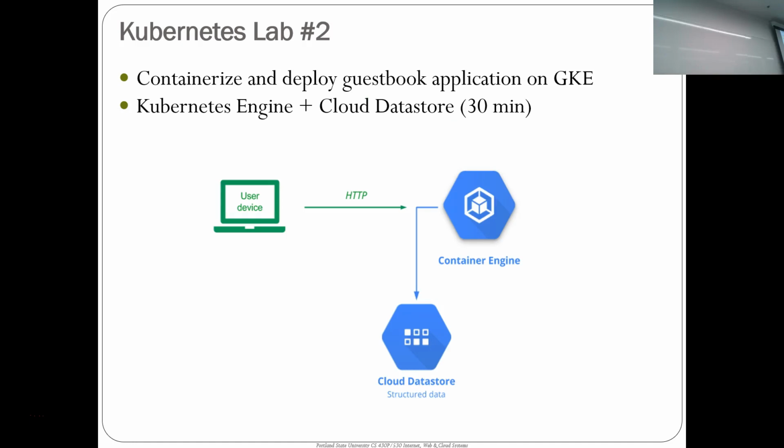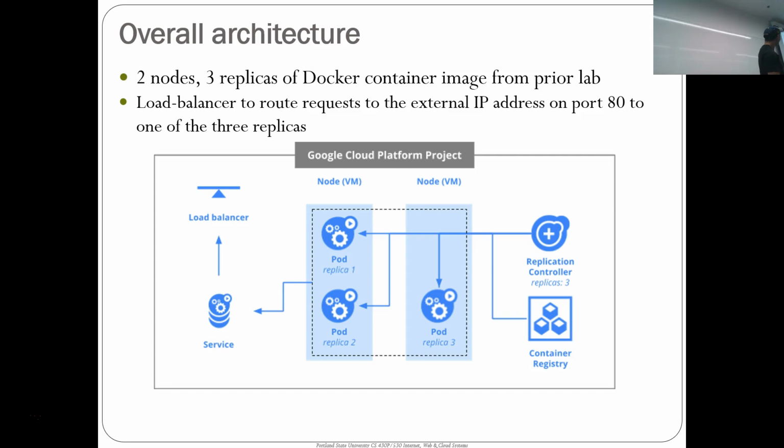The lab that I referred to earlier is to take your guestbook app and deploy it on Google Kubernetes Engine. So you've done App Engine, you've done Compute Engine, the guestbook on both of those. We're now going to deploy the guestbook on Kubernetes Engine. So that's a picture of what we're going to do. This is the architecture of what we're going to deploy.